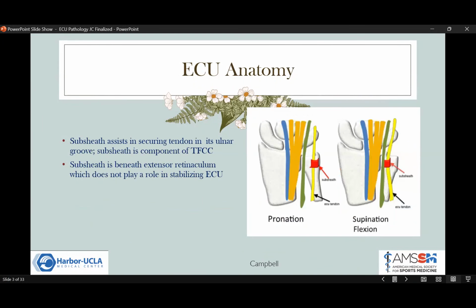In terms of relevant anatomy, there's a subsheath here colored in red that holds and secures the ECU tendon as it passes over the ulna onto the insertion. This subsheath is also considered a component of the TFCC. It is the primary stabilizer of the ECU tendon, with the extensor retinaculum playing a secondary role.